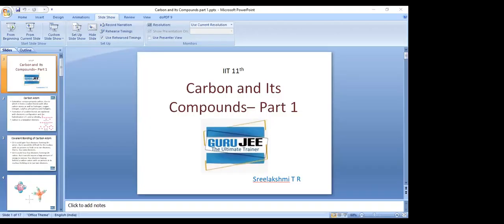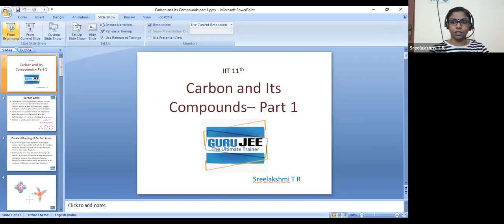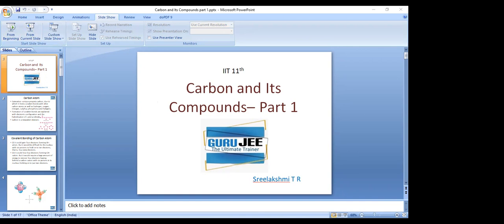Can you all see the screen? No. Now it is visible. All right. Okay. So now that's a slideshow, isn't it? I can see the slideshow.